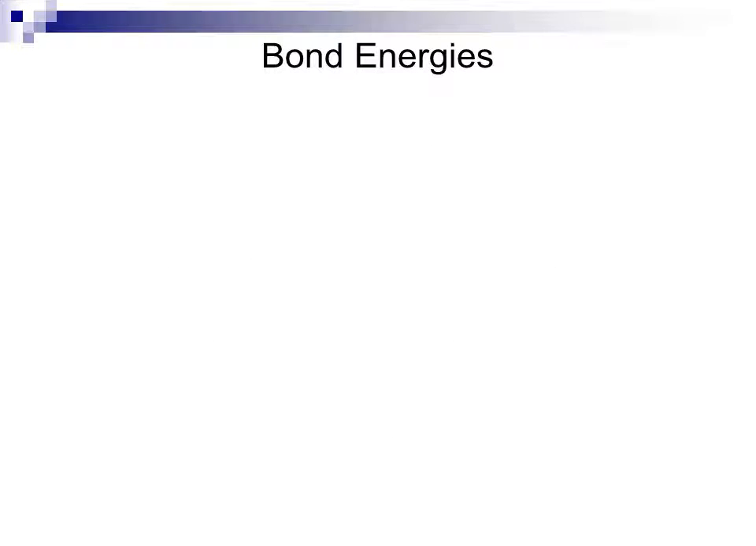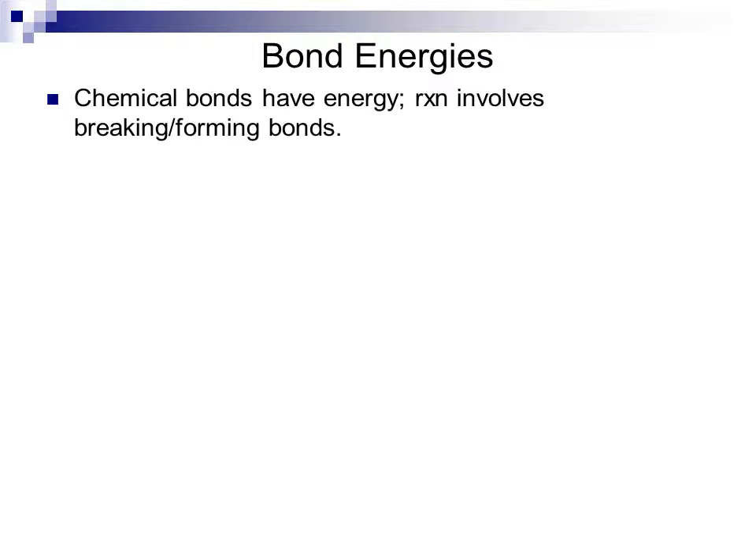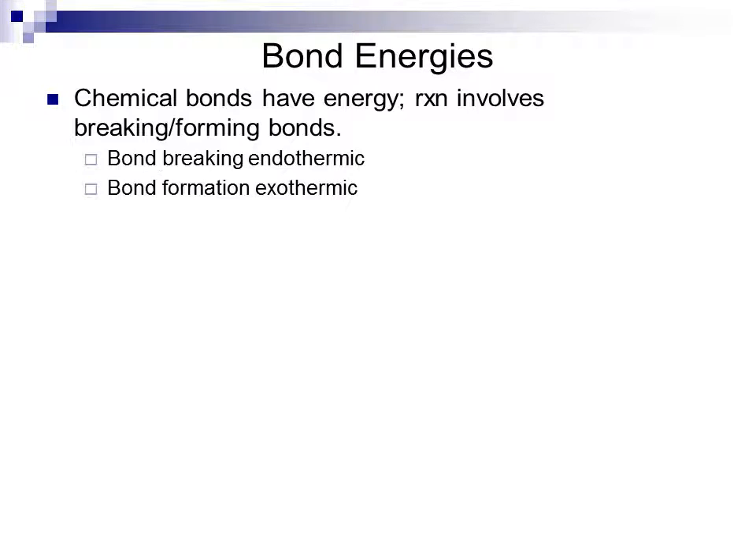Now, bond energies are an important thing to consider when we're looking at energetics of reactions. A chemical bond has energy to it. Any sort of chemical reaction involves the breaking and forming of chemical bonds. If I break a bond, the process will always be endothermic because we have to input energy into that chemical bond in order for it to break. Any sort of formation of a bond will be exothermic.